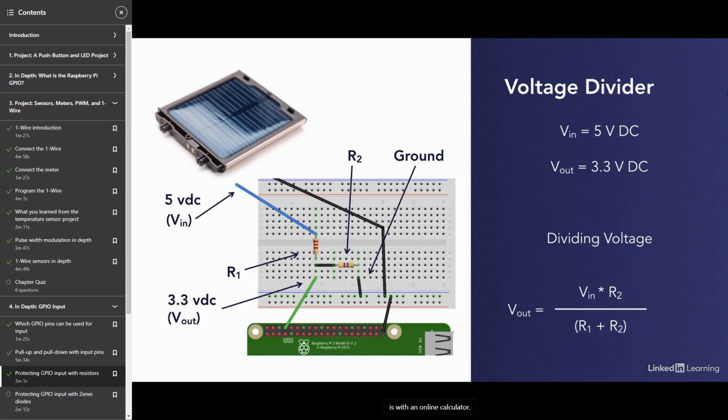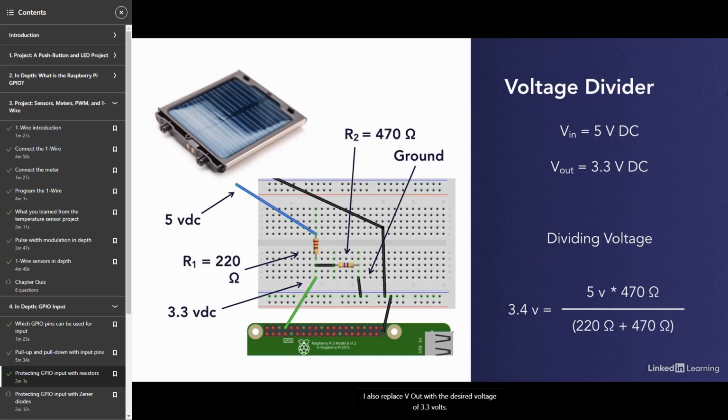The easiest way to calculate this is with an online calculator. Search the internet for voltage divider calculator. Now, when you get a result, there is more than one correct solution, since the resistors need to be a ratio rather than an exact value. In this example, the source voltage, or V in, is 5 volts DC, so I place that in the formula. I also replace V out with the desired voltage of 3.3 volts.